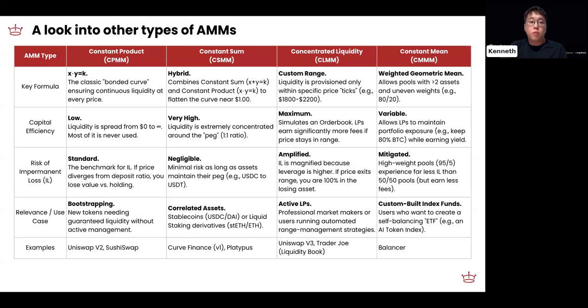Yeah, so generally, key things that you want to look into when you are looking into the AMM space would be the underlying formula. What's the capital efficiency? Is there any risk of impermanent loss? And how would you be utilizing this specific AMM type? And actually, this is just some examples. Like I said, there are much, much more, such as DLMM, etc., that exist in the space.